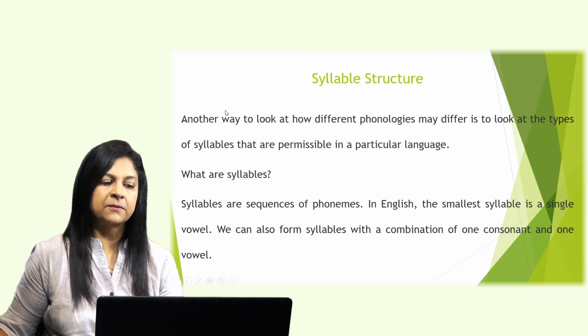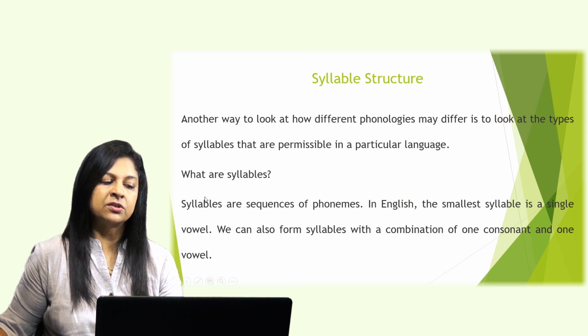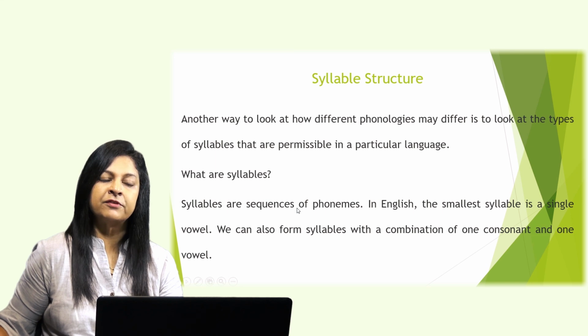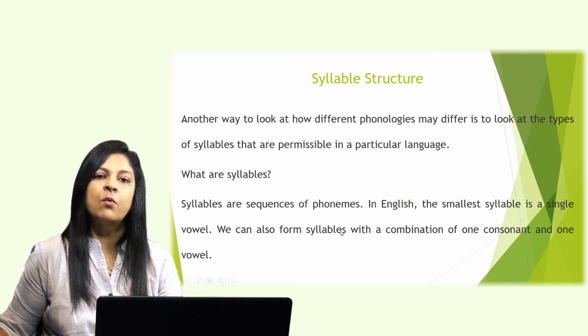Syllable structure. Another way we look at how different phonologies may differ is to look at the types of syllables that are permissible in a particular language. What are syllables? Syllables are sequences of phonemes. In English, the smallest syllable is a single vowel. We can also form syllables with the combination of one consonant and one vowel.